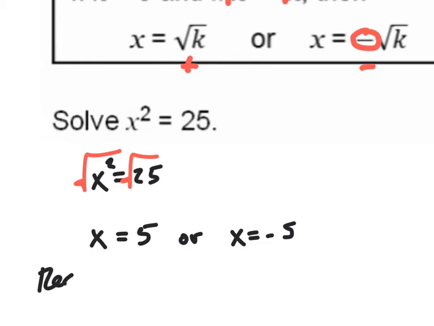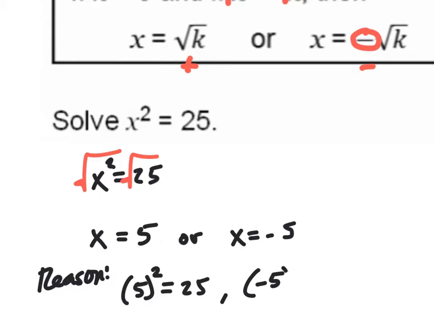And the reason why I have to do both is because if I take 5 squared, that's going to give me 25. But if I take the quantity negative 5 and square it, that's also going to give me a positive 25. So when you solve this equation, you're going to get 2 answers. All right, let's move on to the next one.